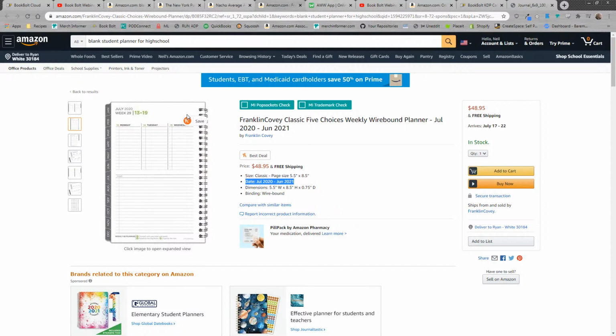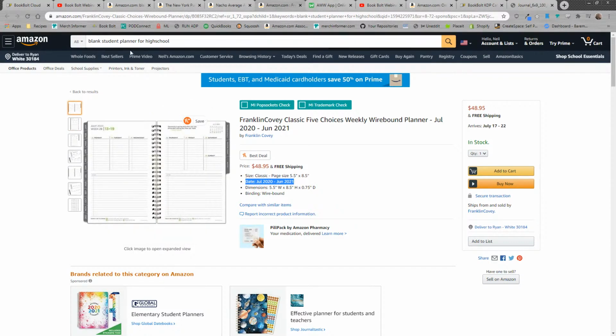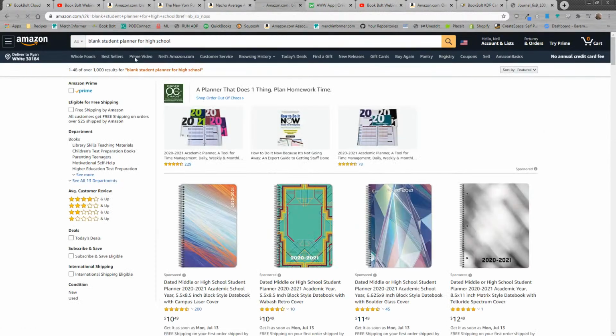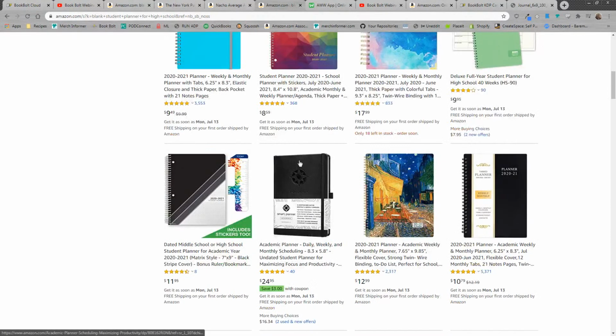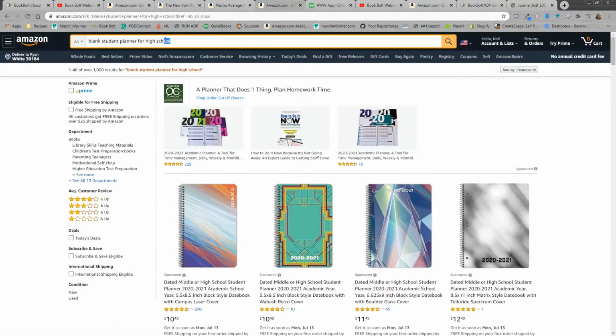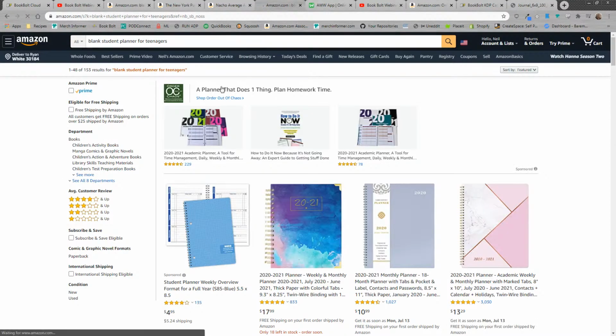Neil, you need to put a space between high and school. All right, let's go ahead and try that and click search. Okay, so now we're at over 1,000 results. I've always typed in high school as one word. Maybe that's incorrect. Let's try another keyword here: blank student planner for teenagers. Hopefully I spelled that correct. There you go. 153 results.